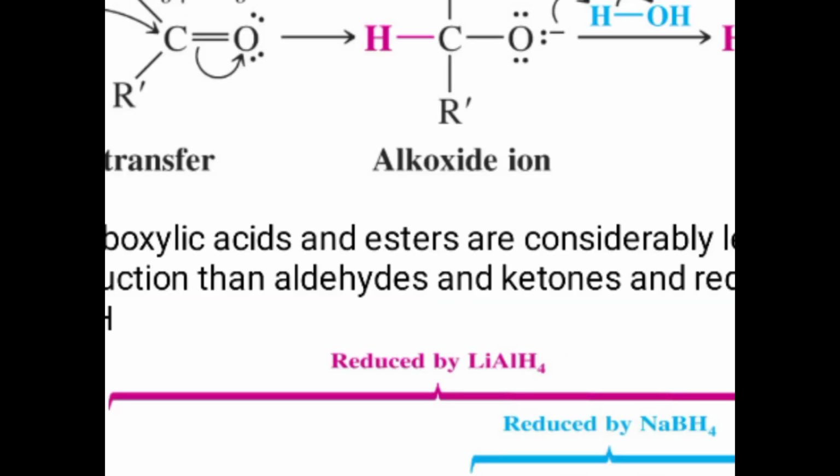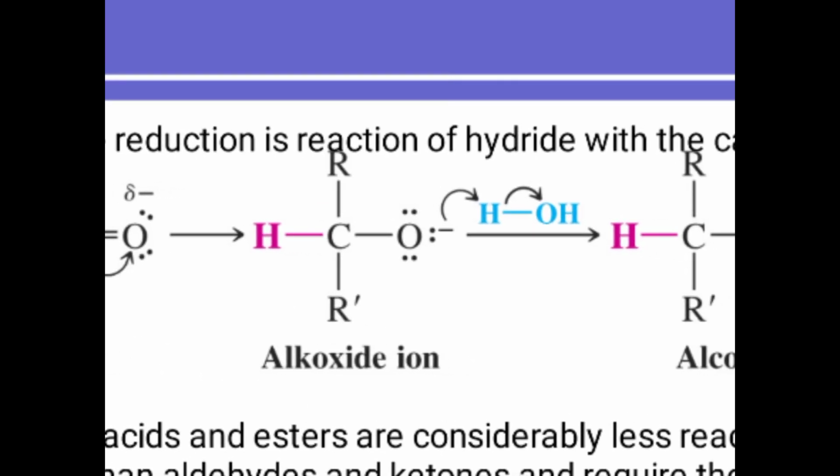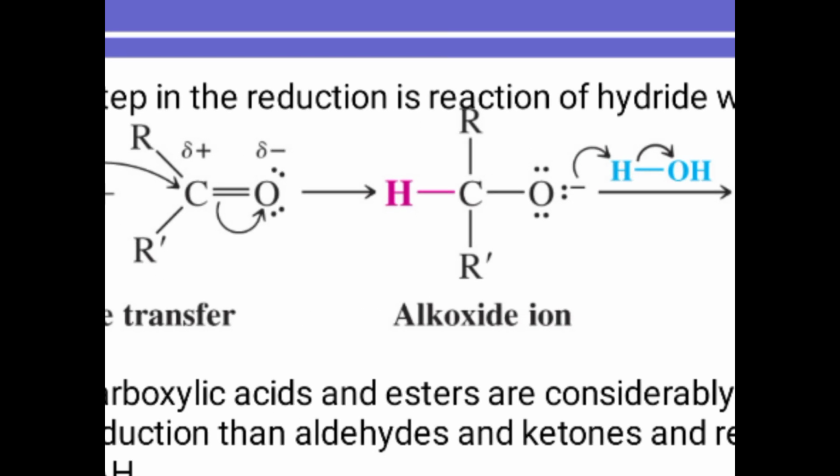Okay, now the question is how this reduction is carried out. As we know, the key step in the reduction is the reaction of hydride with the carbonyl carbon. Both sodium borohydride and lithium aluminum hydride just transfer hydrides. Hydride is electronegative, meaning a negative charge is on the hydrogen, which acts as a nucleophile.